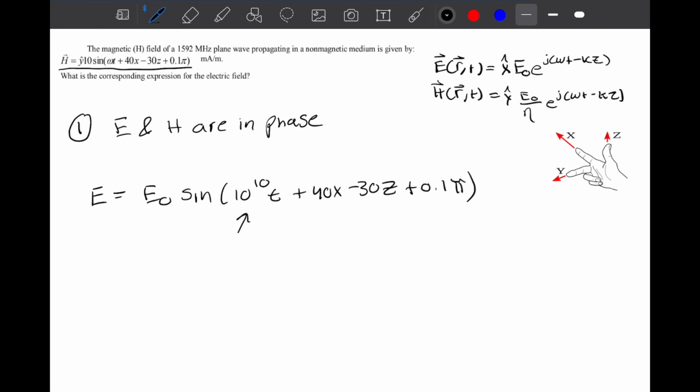So this 10 to the power of 10 came from omega equaling 2 pi f. And since in our problem statement we're given f as 1592 megahertz, we just go ahead and plug that in. So 2 pi times 1592 times 10 to the 6, because it's in megahertz, gives us a value of 10 to the power of 10.